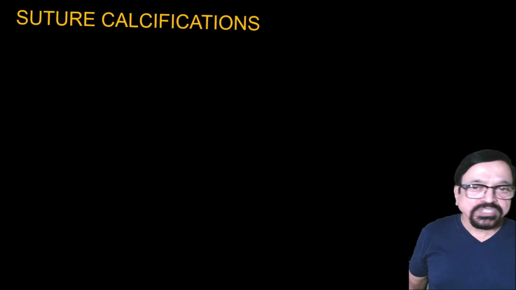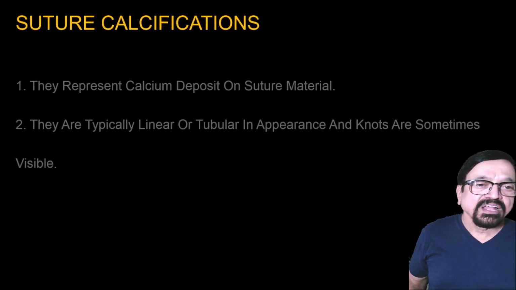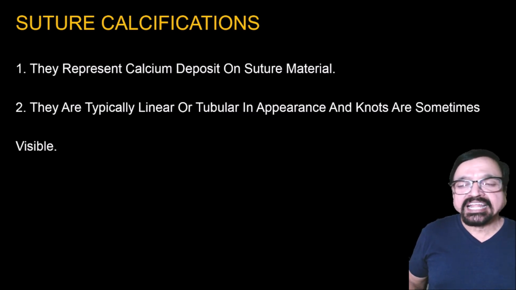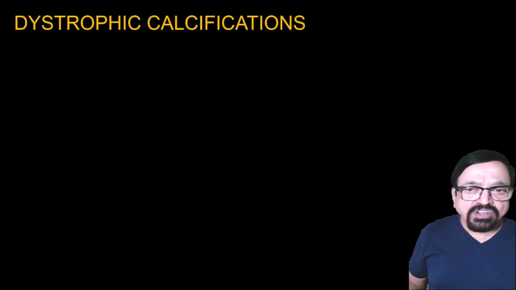Now, suture calcifications. They represent calcium deposit on the suture material, so obviously the history and the findings will be supportive of it. No point in finding a differential, you can easily get them. They are typically linear or tubular in appearance and knots are sometimes visible. So very characteristic. Then dystrophic calcifications.